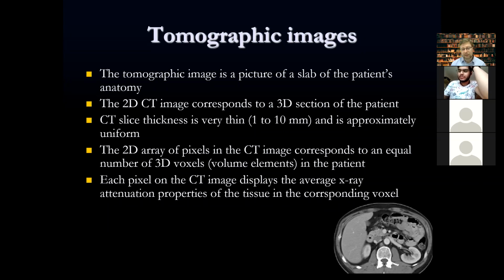The thickness of such slices can be very thin, from 1 millimeter to 10 millimeters, and it's approximately uniform. The 2D array of pixels on the computed tomography image corresponds to an equal number of 3D voxels, volume elements in the patient. The voxel is the name for the three-dimensional pixel in computed tomography. And each pixel on the CT image displays the average X-ray attenuation properties of the tissue in the corresponding voxel.